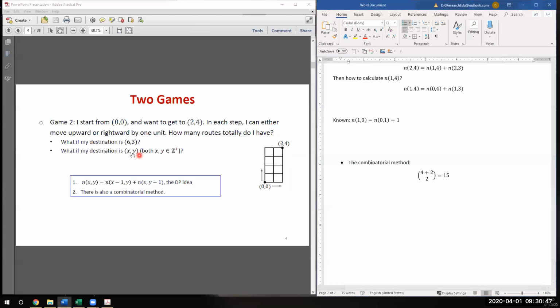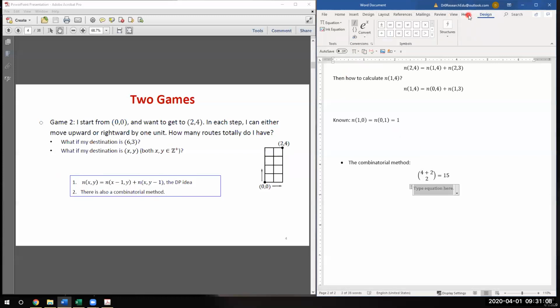So what if my destination is X, Y? How many total ways do you have? You can definitely use this formula to do the work. However, this is not as fast as this method. Again, for this specific problem. So if I have x and y in this case, what should be the correct answer?